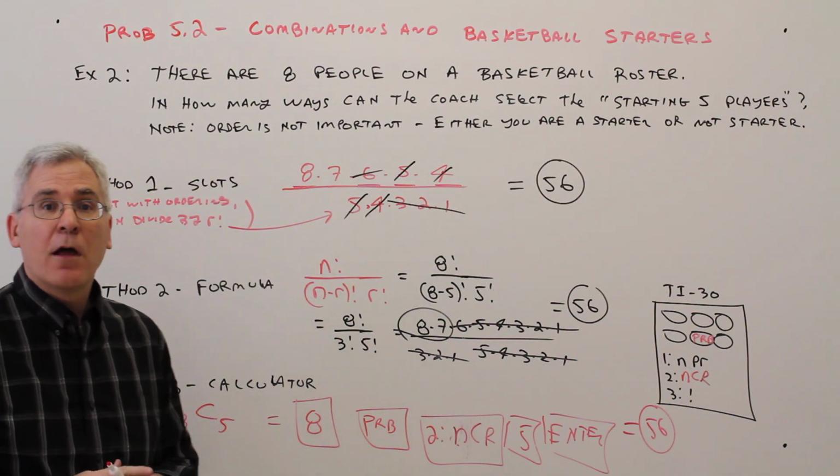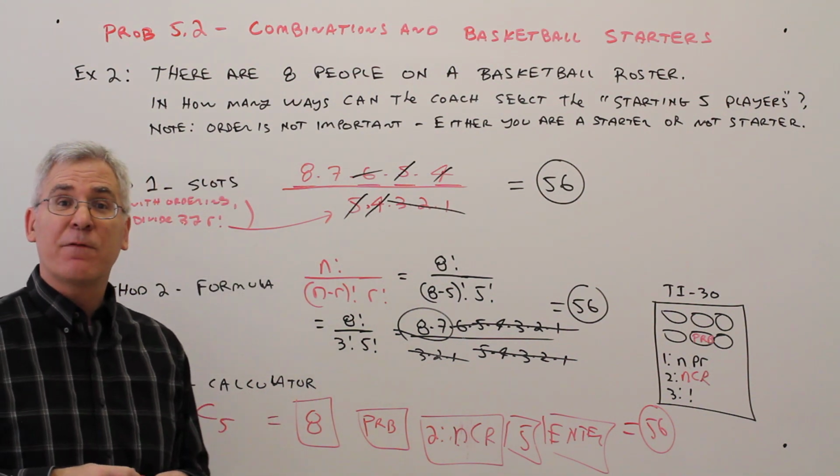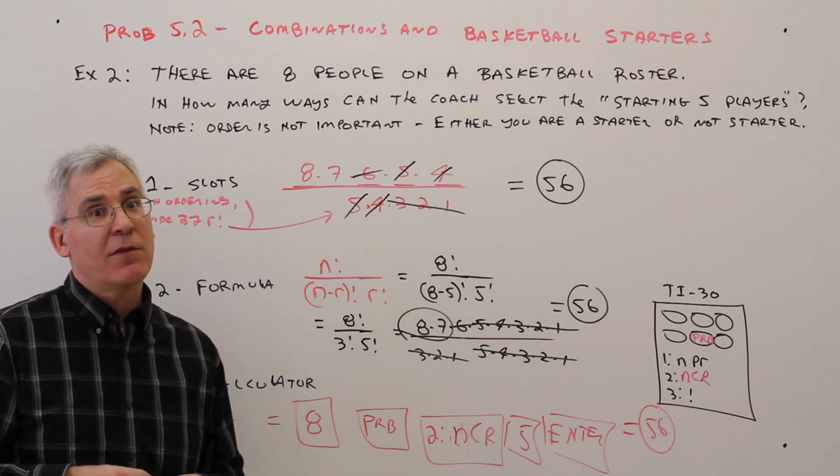So there you have it. How to use combinations to find out the number of different ways the coach can select the starting 5.